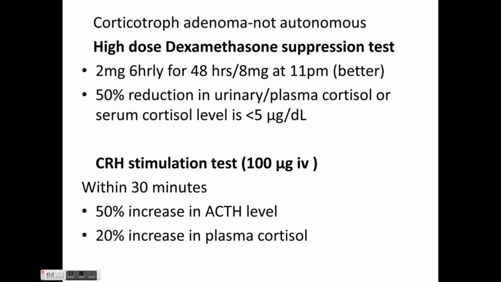Now coming to the high dose dexamethasone suppression test. It's always advisable to give a single dose of 8 mg rather than 2 mg 6 hourly. And if there is a 50% reduction in urinary or plasma cortisol, or the serum cortisol level is less than 5 microgram per deciliter, it is suggestive of Cushing's disease. And the last test to differentiate these two is the CRH stimulation test. CRH is given 100 microgram IV, and within 30 minutes we find a 50% increase in ACTH level and a 20% increase in plasma cortisol level, which is suggestive of Cushing's disease.